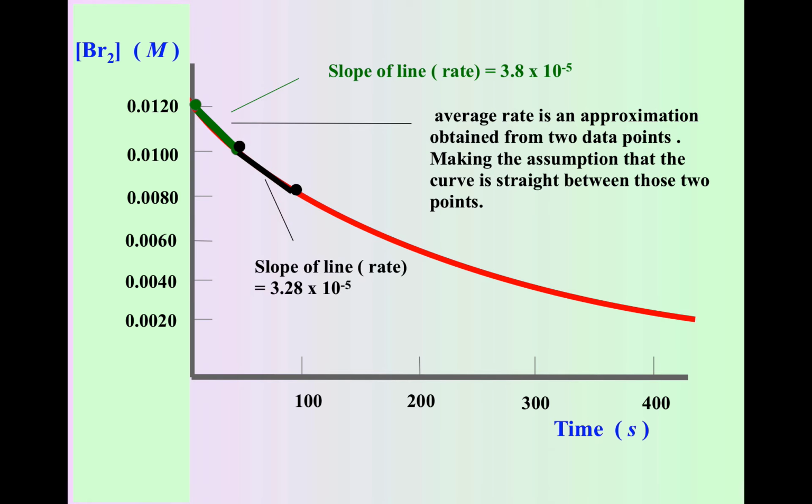If we take the slope of the line between the next 2 points right after the next 50 seconds, notice that the slope of the line is getting shallower. So what this implies is that the rate of reaction is going slower. So as the concentration of bromine goes down, the ratio of the change in concentration to the change in time is less. So we get a shallower slope, which means a slower rate of reaction.